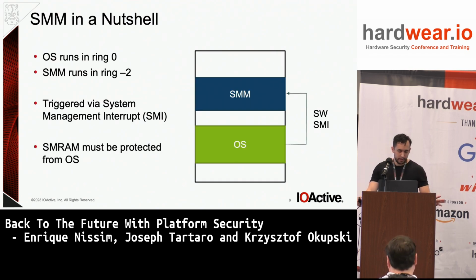For those not familiar with it, what is SMM? SMM is the most privileged execution mode in x86 processors. It's what's called ring -2, and it lives in an area of memory called SMRAM. SMRAM must be protected in a way that the hypervisor or the OS cannot tamper with that memory. The hypervisor and/or the OS can communicate with it via what's called a software System Management Interrupt, or SMI.